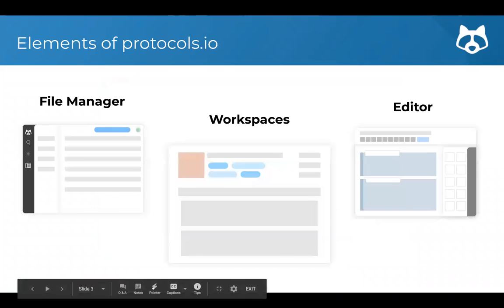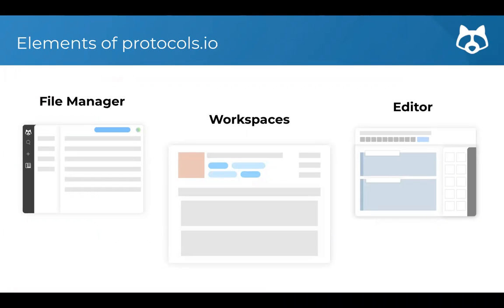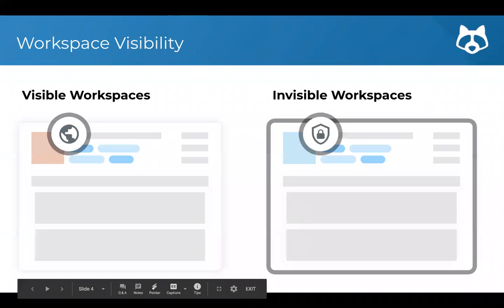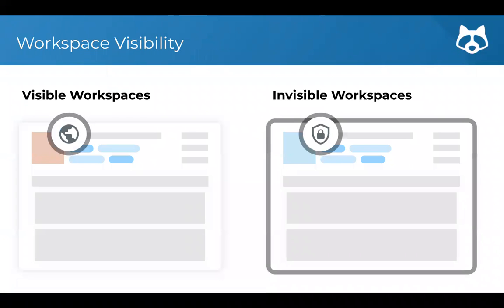Now, when we're talking about the task manager and the different elements of Protocols.io, there's really three primary areas of the website that most people spend their time in. That's the file manager, workspaces, formerly known as groups, and of course the Protocols.io editor. For today's webinar, we're primarily going to be talking about workspaces because that's where the task manager lives. And the task manager is almost exclusively used for invisible workspaces because it's a little bit more of a private thing to do.